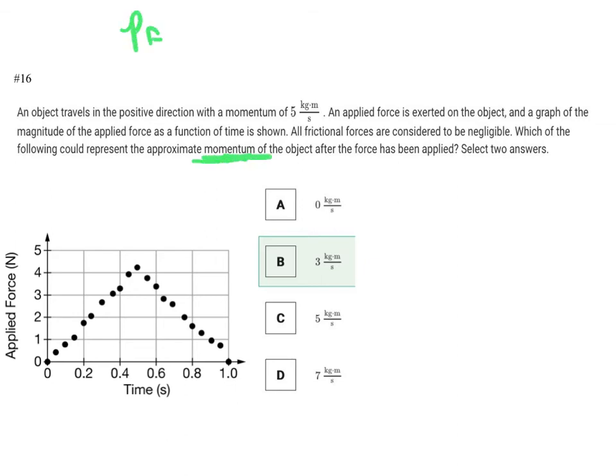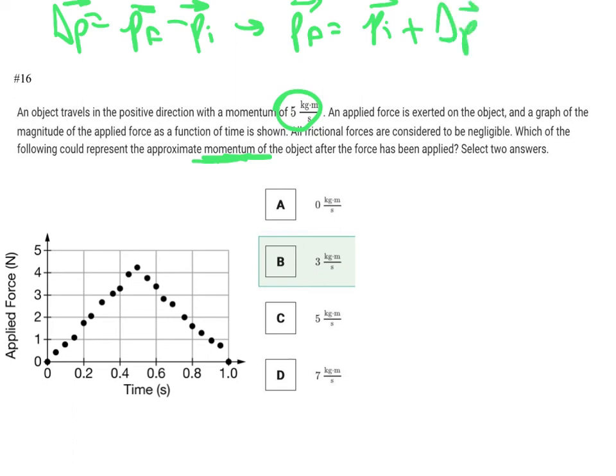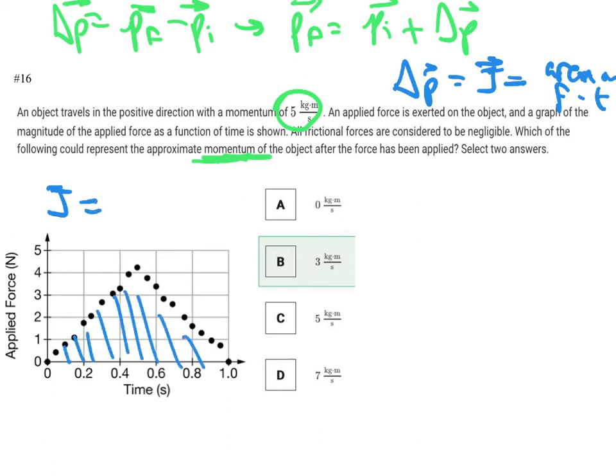All right, we want to find the final momentum, so we want P final. We know that delta P is P final minus P initial, and we have P initial, so that's good. P final is going to be P initial plus delta P. And what is delta P? Delta P is J, which is the area on an F-t graph. So the magnitude of J is the area of this blue region, which is 1/2 times 4 newtons times 1 second, or 2 newton seconds.